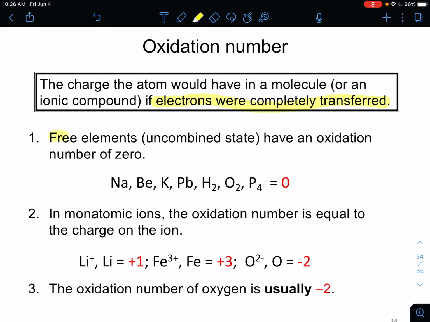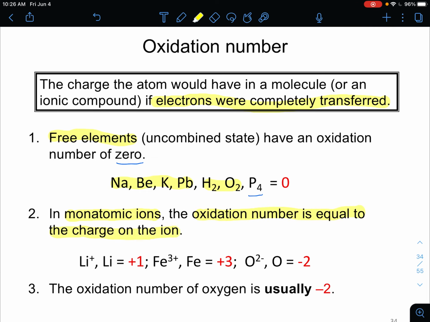So first rule, free elements by themselves, so just the plain old metals or the homonuclear diatomics like H2 and O2, or more unusual ones like P4 or S8. If it's all the same substance, then we assign an oxidation number of 0. Mostly we're going to see that just for the plain old metals, but that's the way we would follow it. If we have some sort of ion, whatever it may be, this is also pretty straightforward. The oxidation number is just whatever the charge on the ion is.